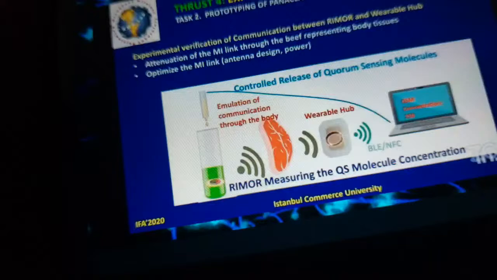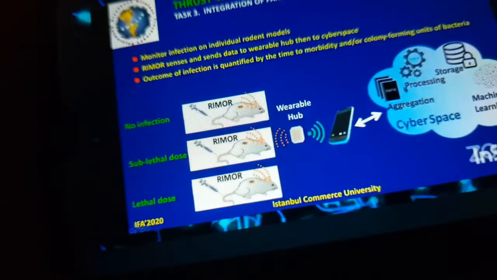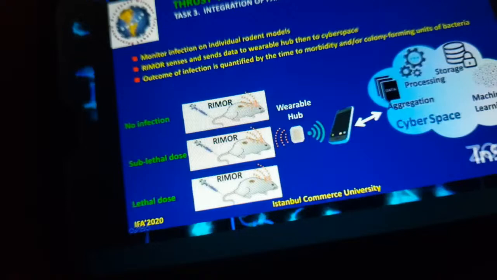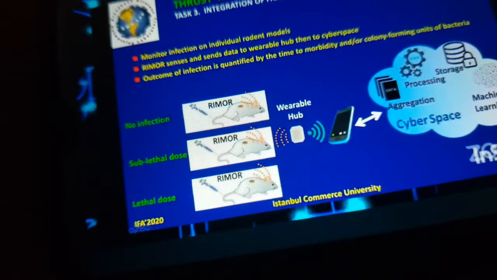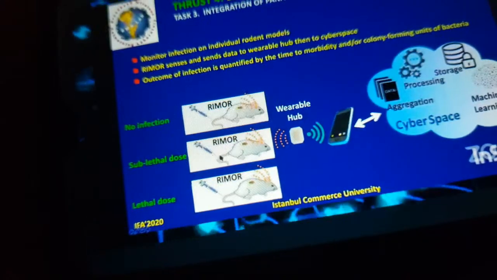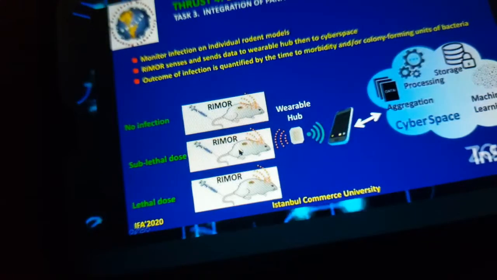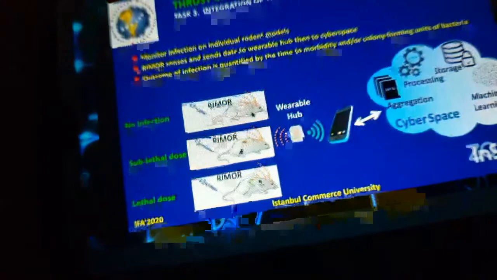And then we also did experimental validation in an in vivo testbed. My son Guanlu, a professor, had these with these rats. So we had a sublethal dose, which doesn't kill but it's infected. We put also the remor here, and then a lethal dose. We try to get the information from these remors through this to the back.